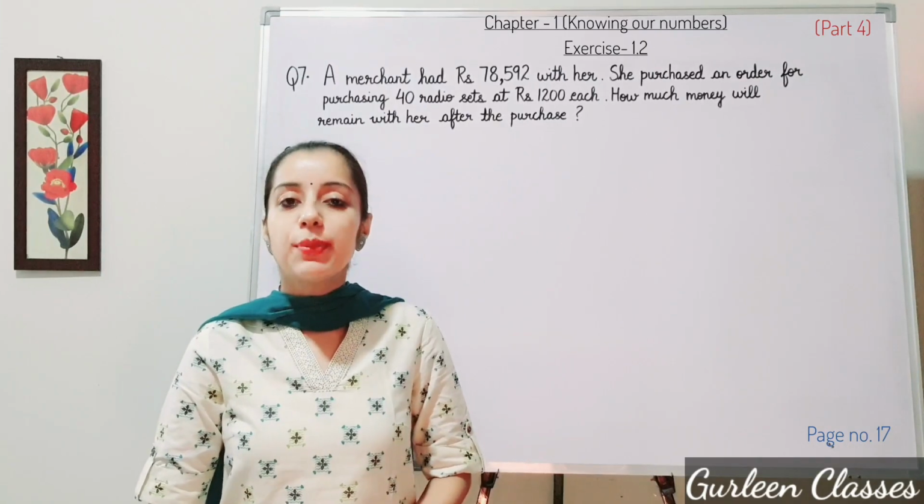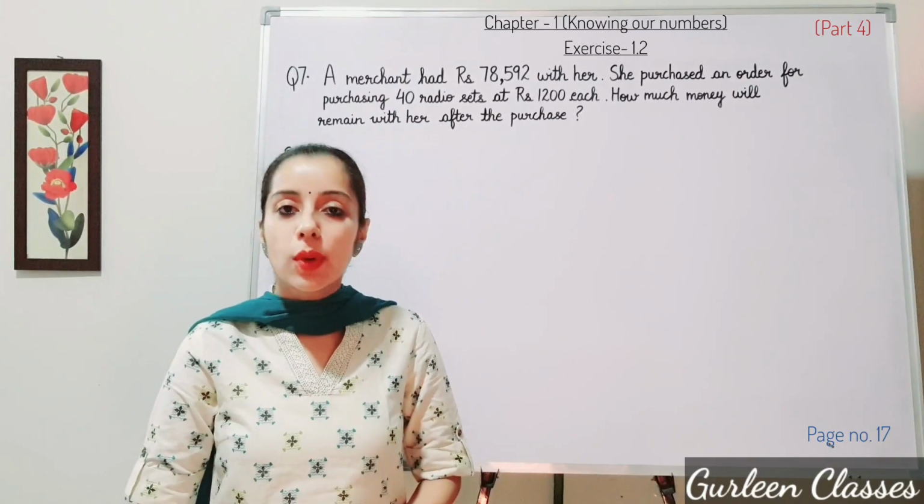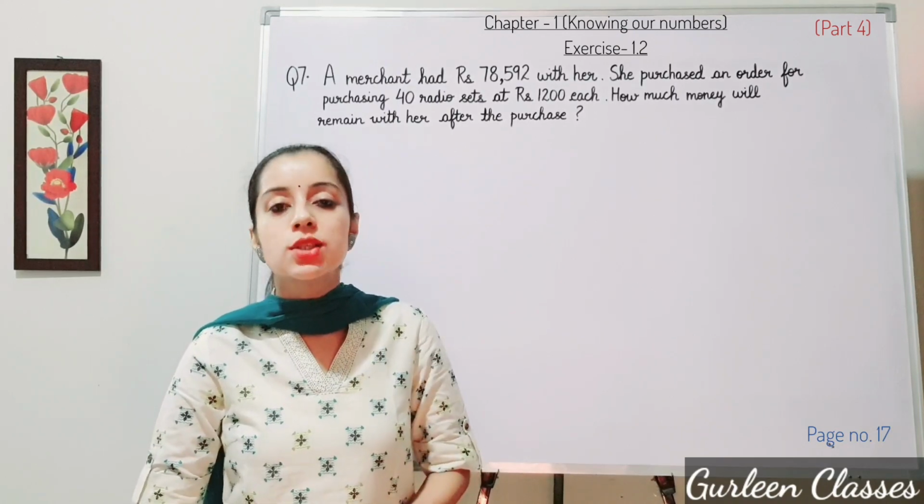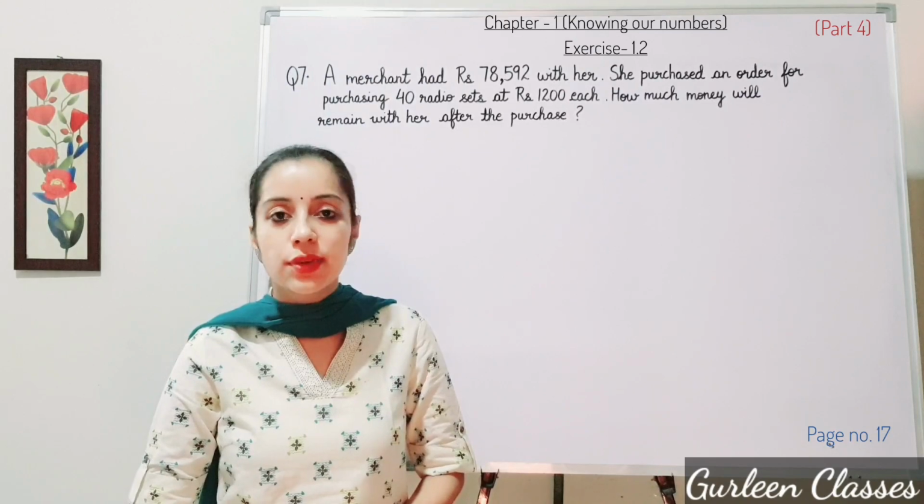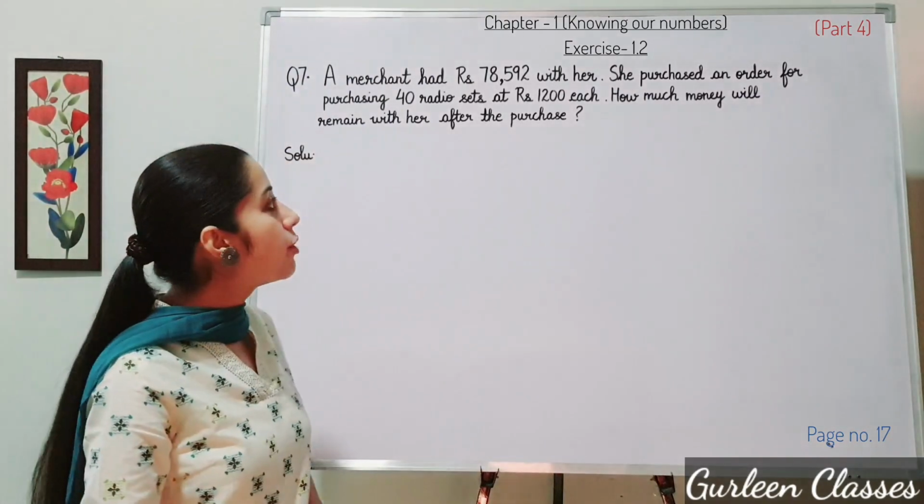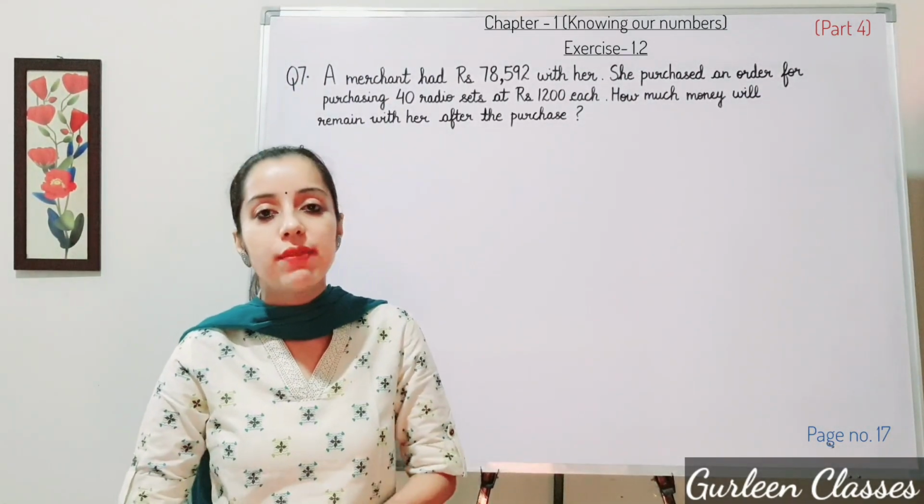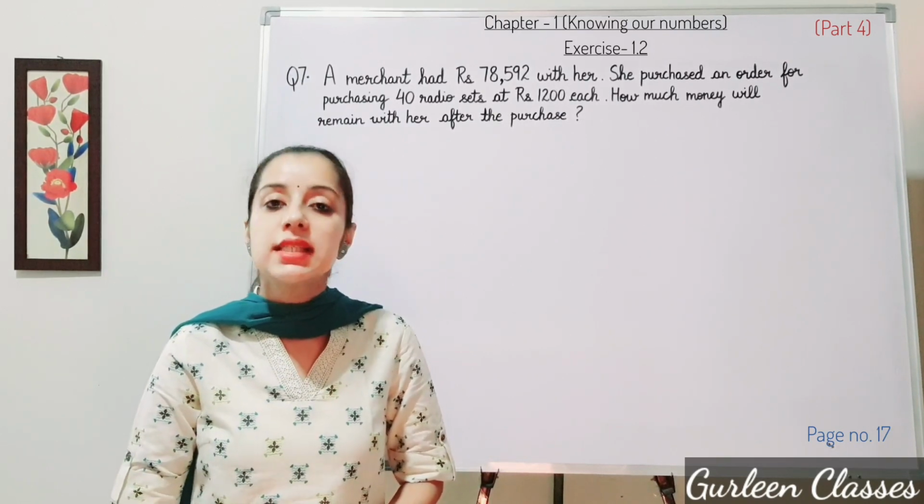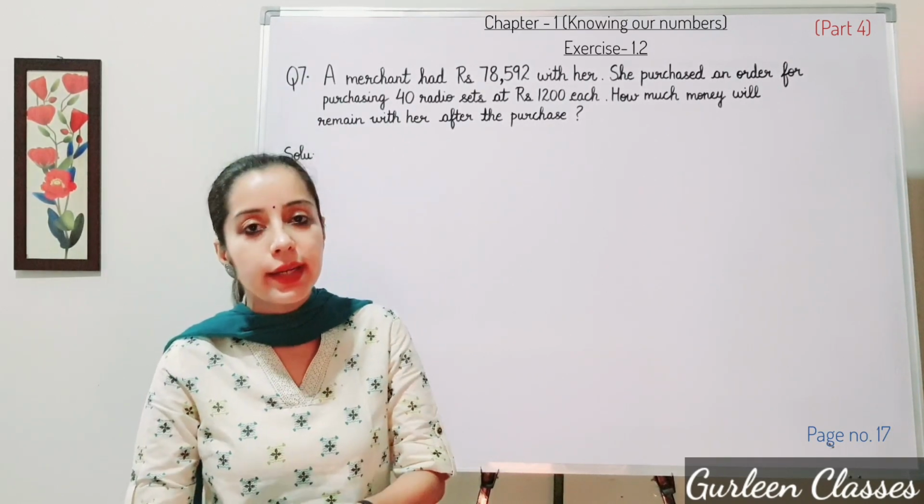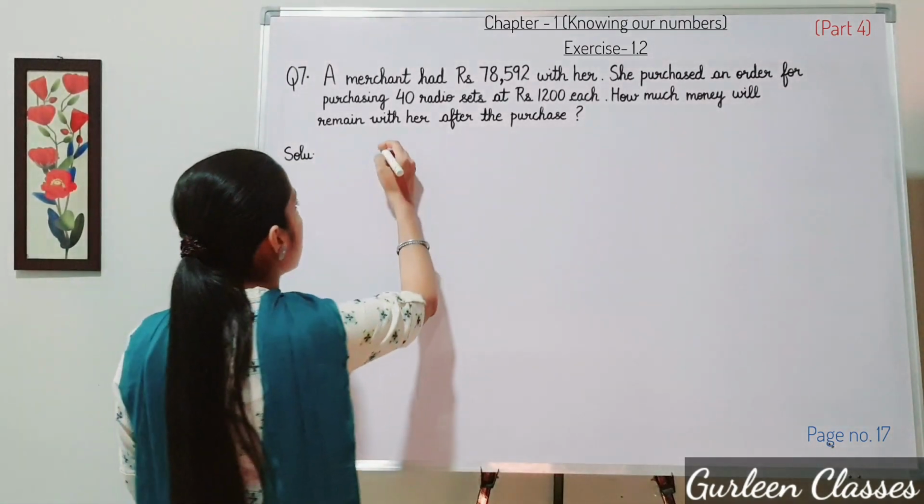So let us start with exercise 1.2 from question number 7. Students, open your maths NCERT book, page number 17. Now let us read together. A merchant had rupees 78,592 with her. So the first statement, let us write here.